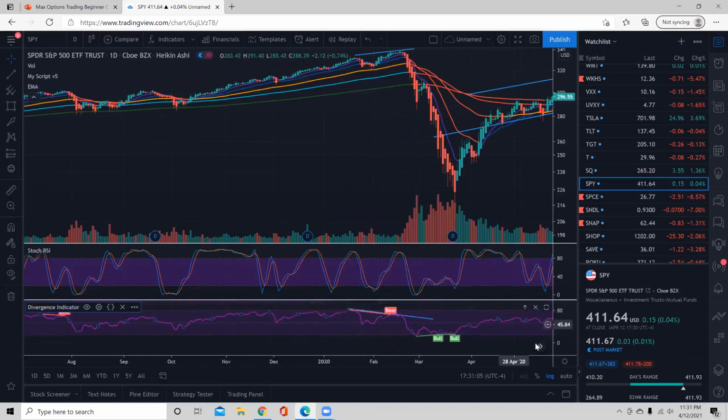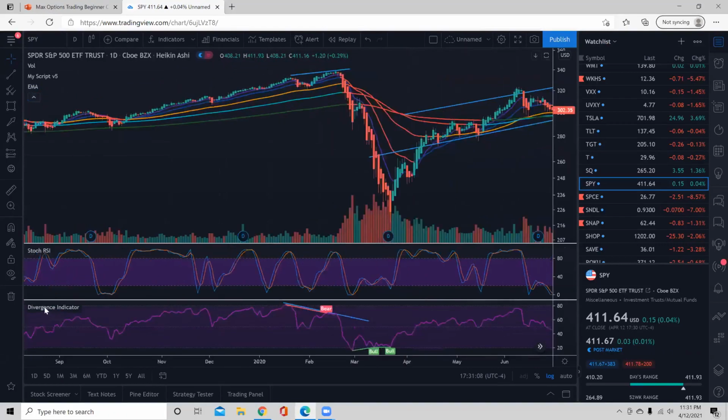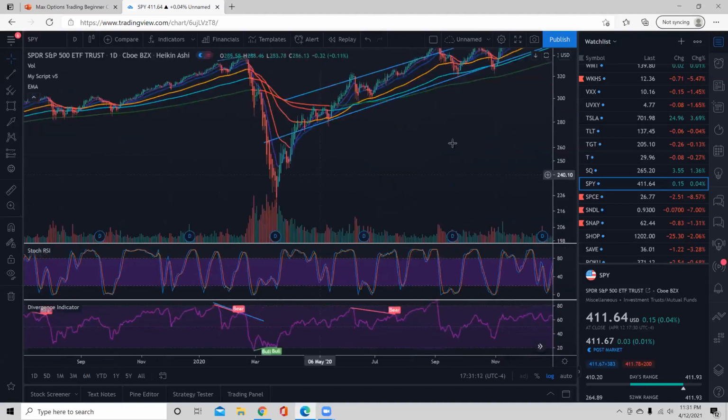So those are ways you could look at the RSI to find divergence, or just use the divergence indicator because it's nice enough to draw it out for you. You could see this happening all the time. Look at the divergence that played out.